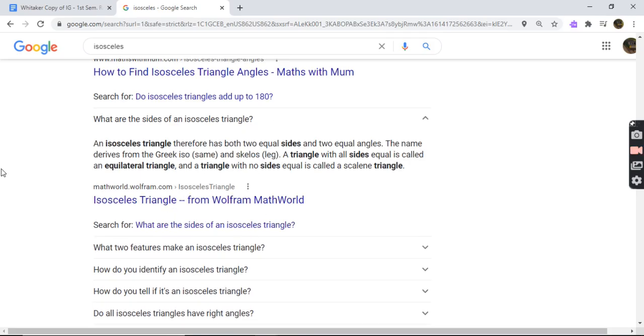All right, 5. What are the sides of an isosceles triangle? An isosceles triangle has two equal sides and two equal angles. The name derives from Greek, isos meaning same, and skelos meaning leg. A triangle with all sides equal is called an equilateral triangle, and a triangle with no sides equal is called a scalene triangle.